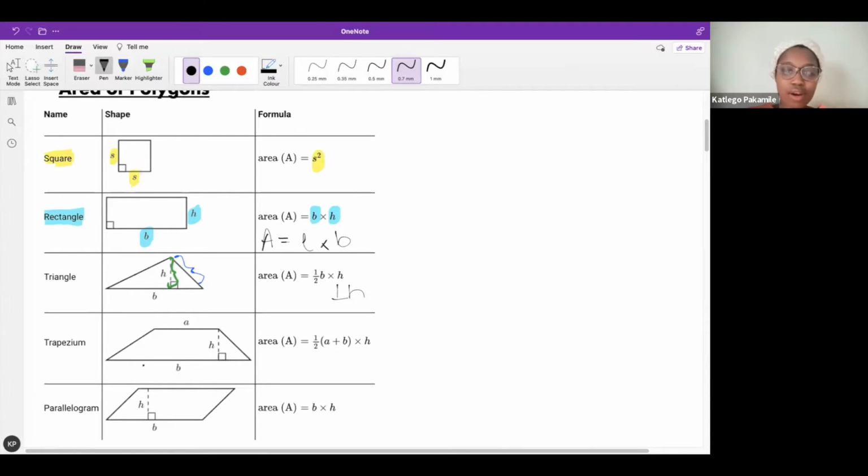And then next we have a trapezium. So, the formula for the area of a trapezium. Remember, a trapezium is a shape that has one pair of opposite sides that are parallel.